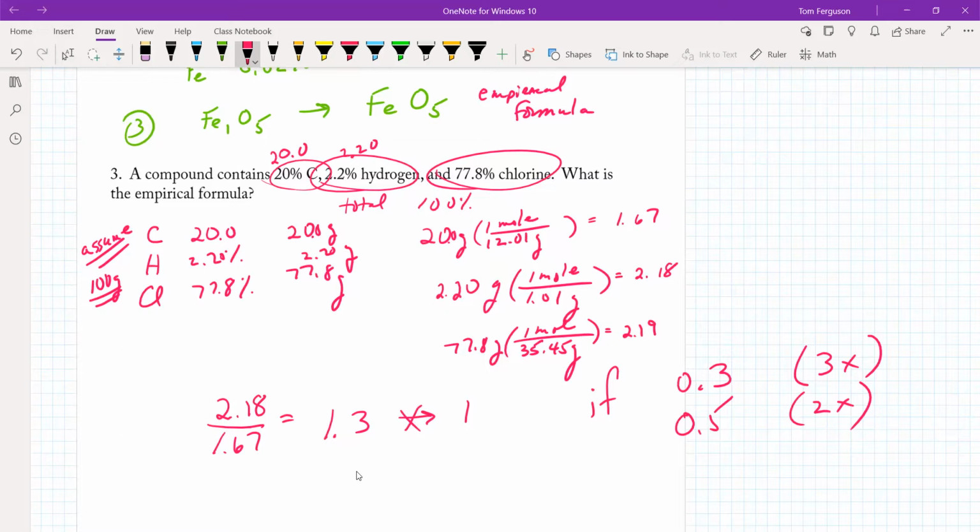So what this means is I'm going to multiply everything by 3. So if we were going to write this out, it would be 1.3 HCl. We can't have fractions, so we're going to multiply everything by 3. Okay, so 3 times 1.3 is 3.9, or 4. 1 by 3 is 3.